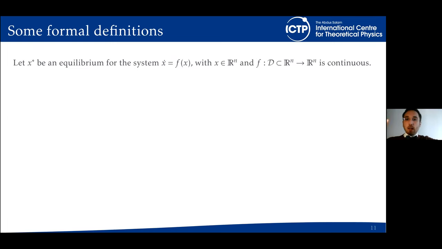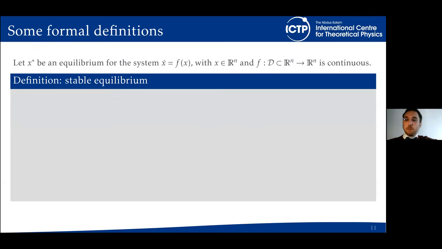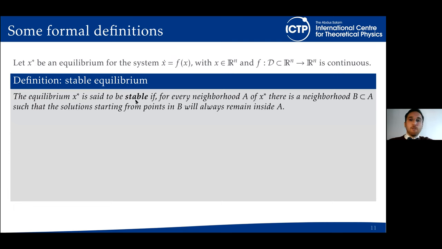Now, using the language of mathematicians, I am not a mathematician, so I won't be very formal, but I just want to let you know what the formal definition of stability is. So this equilibrium, in the language of mathematicians, is said to be stable if for every neighborhood A of X star, there is a neighborhood B in A, such that the solution starting from points in B will always remain in A.